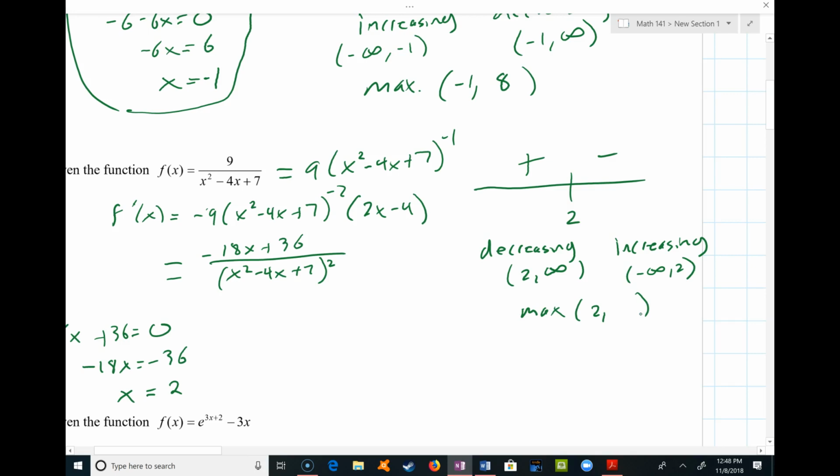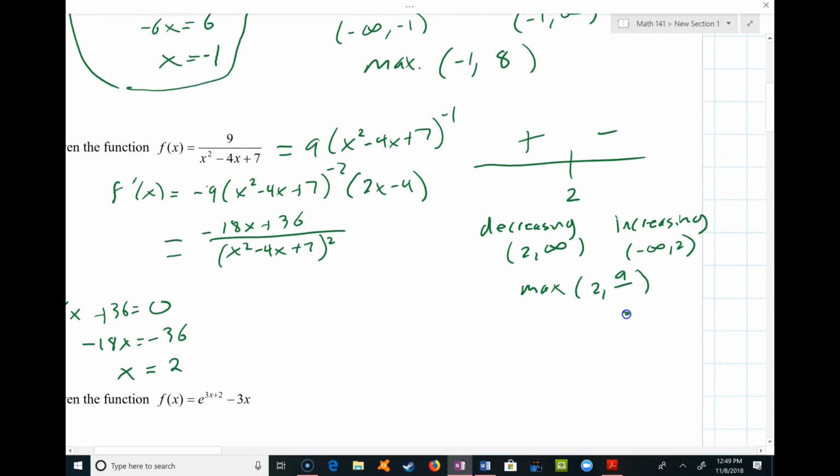Go back up here and plug in 2, and I get what? 9 over, that'd be 4 minus 8 is negative 4, negative 4 plus 7 is 3. Oh, 9 over 3, which of course would just be 3. And there we have it.